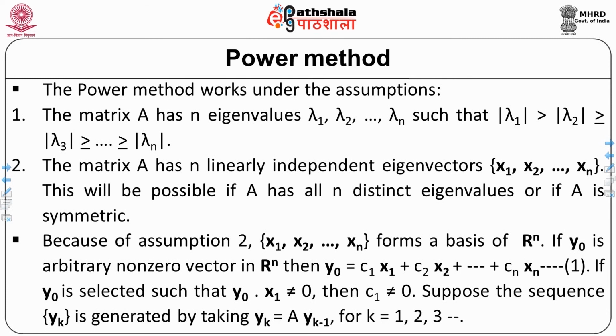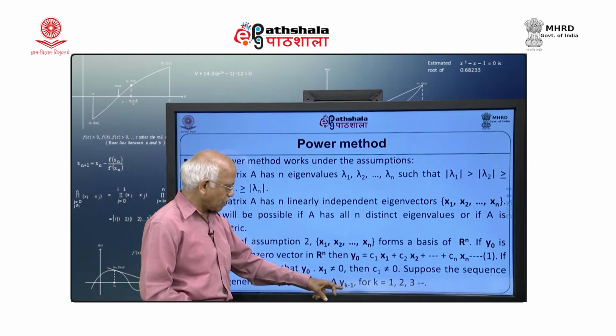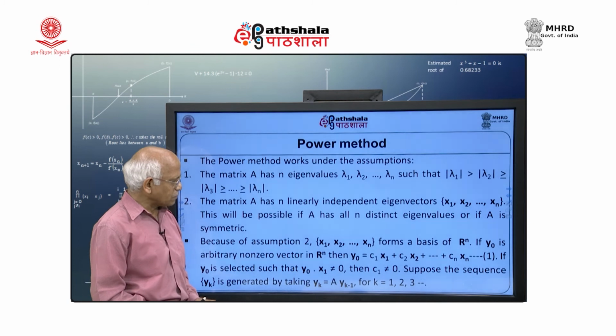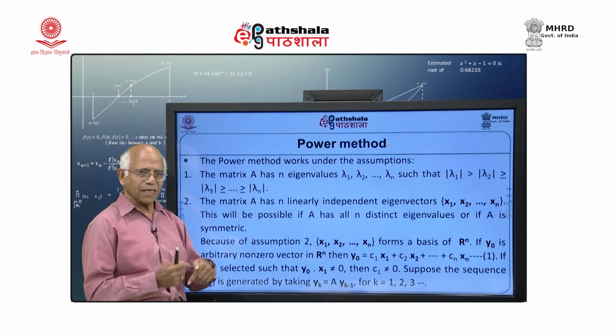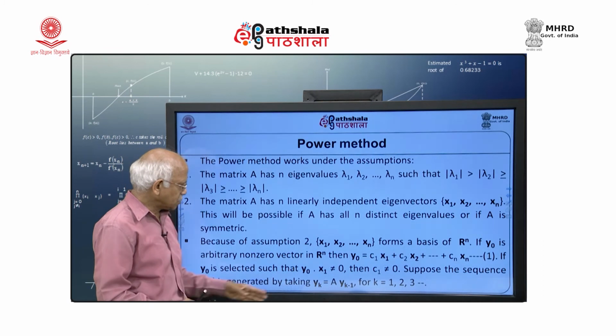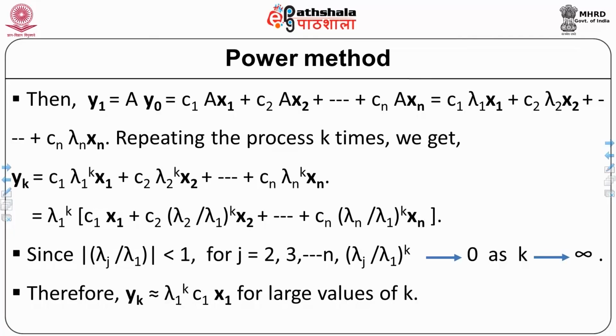Suppose the sequence y k bar is generated by taking y k bar equal to A of y k minus 1 bar. That means you start with any arbitrary y 0 bar, take the next vector y 1 bar as A y 0 bar, then y 2 bar as A y 1 bar, and so on. So you go on generating a sequence of vectors y k bar using this matrix product. Then y 1 bar will be equal to A y 0 bar, which is C 1 a 1 x 1 bar plus C 2 a 2 x 2 bar plus C n a n x n bar.